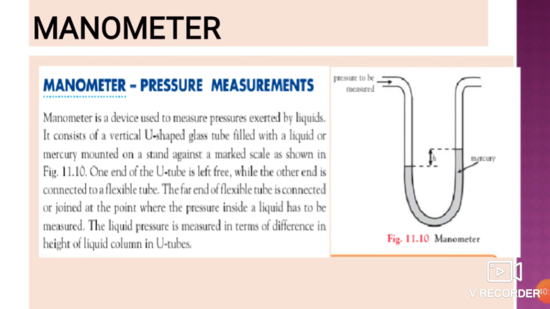Here you have to remember, students, that the pressure exerted by liquids is measured only by the manometer, not other devices. It consists of a vertical U-shaped glass tube. What is the shape of the manometer? A U-shaped glass tube which is filled with water or mercury, mounted on a stand against a scale.